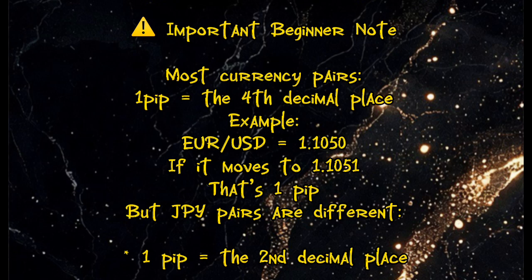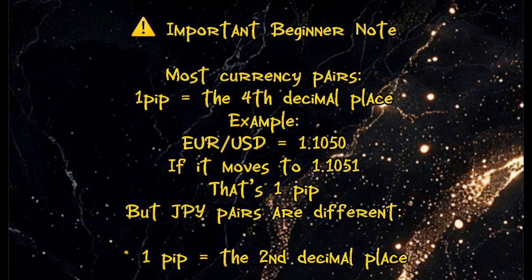As you can see on my screen, for most currency pairs, 1 pip equals the fourth decimal place. For example, EUR/USD at 1.1050, if it moves to 1.1051, that's 1 pip. But JPY pairs are different. This is what I talked about. 1 pip equals the second decimal place.